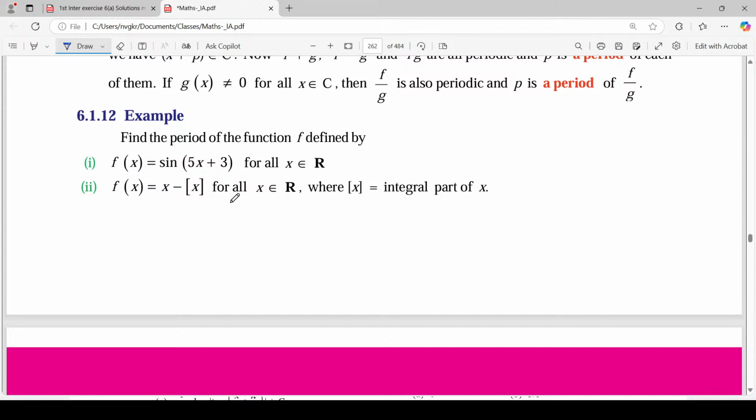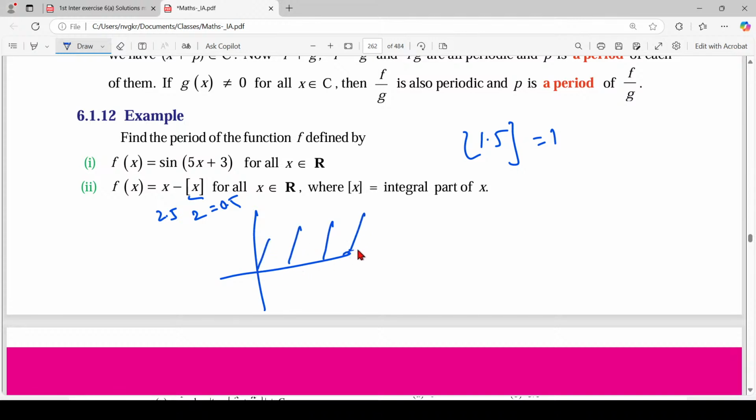Now x minus step function of x. Step function of 1.5, what is it? It is 1, right? Then x minus step function of x: let's say 2.5 minus step function of 2.5, which is 2, then it will become 0.5. So what is x minus step function of x? We get something like this, right? You remember this, no? We did this earlier.